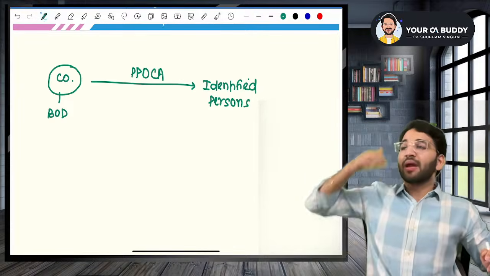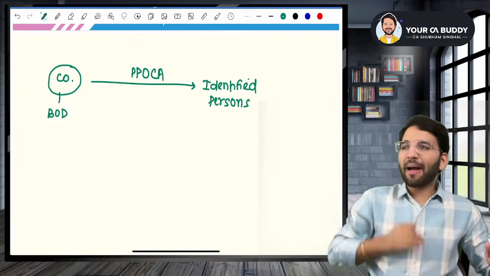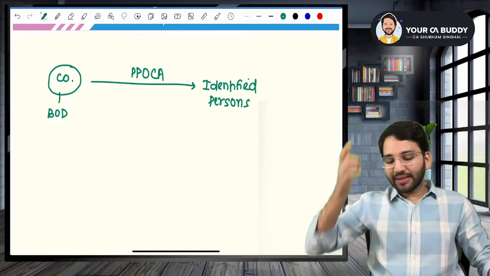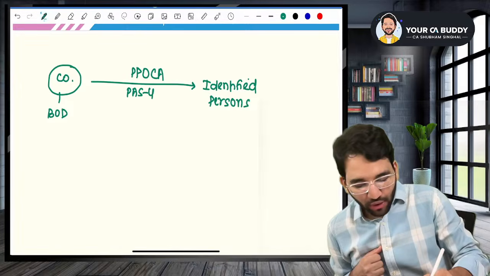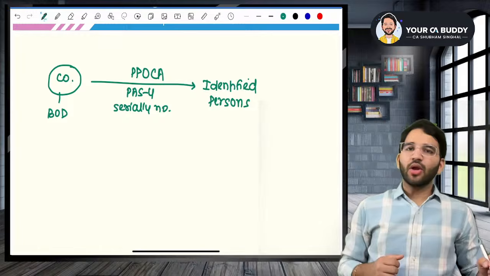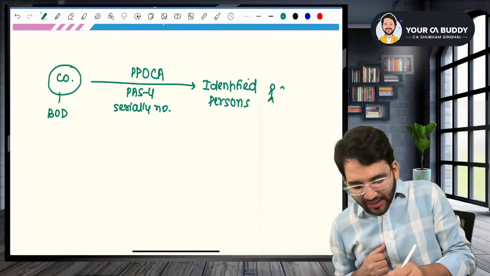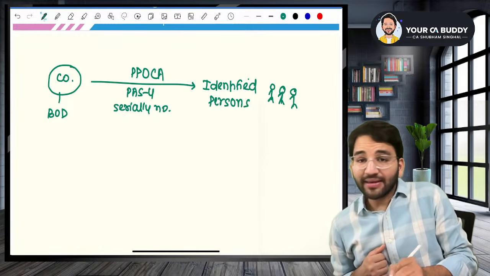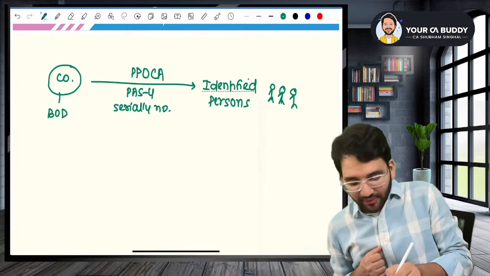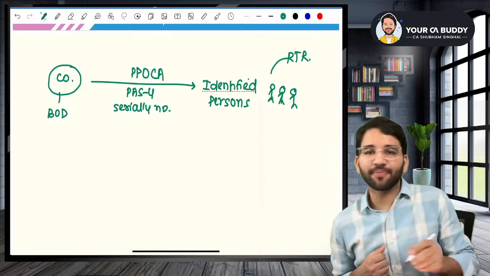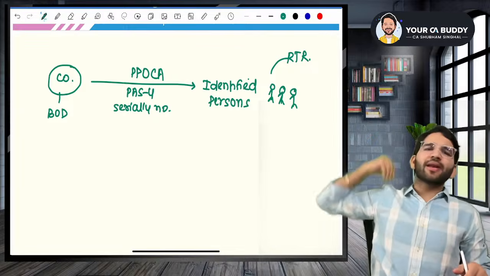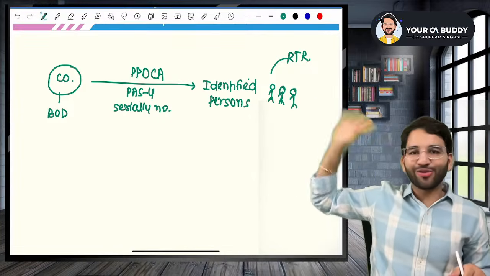What is a PPOCA form? Private placement offer cum application form. Sir, there is a format for PPOCA form. This format is PAS4 and this form is serially numbered. So those identified persons will get the PPOCA form. Please understand that these identified persons will not have the right to renounce. This PPOCA form cannot be renounced in someone else's name. Either you apply or you let it go.